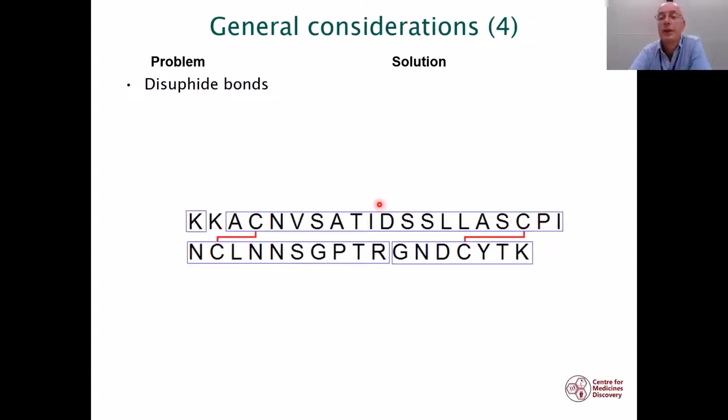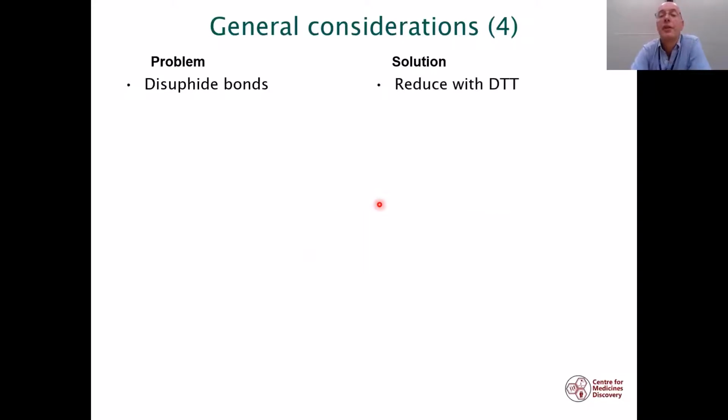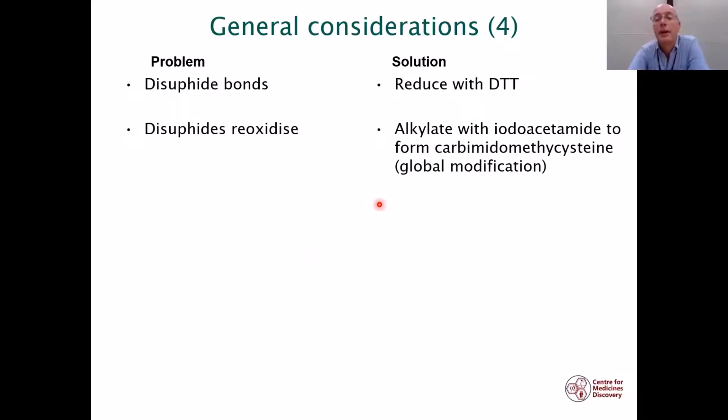So we need to do something about cysteines, and we need to break those bonds, and we do that with dithiothreitol. In order to prevent those bonds from reoxidizing, we will alkylate them with iodoacetamide, and that will form a carbamidomethyl cysteine modification, and that's a global modification. So every cysteine in our sample will be modified to carbamidomethyl cysteine.